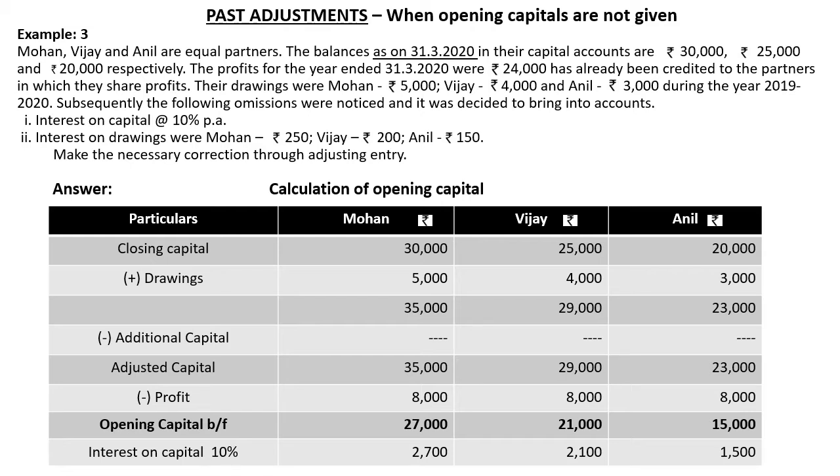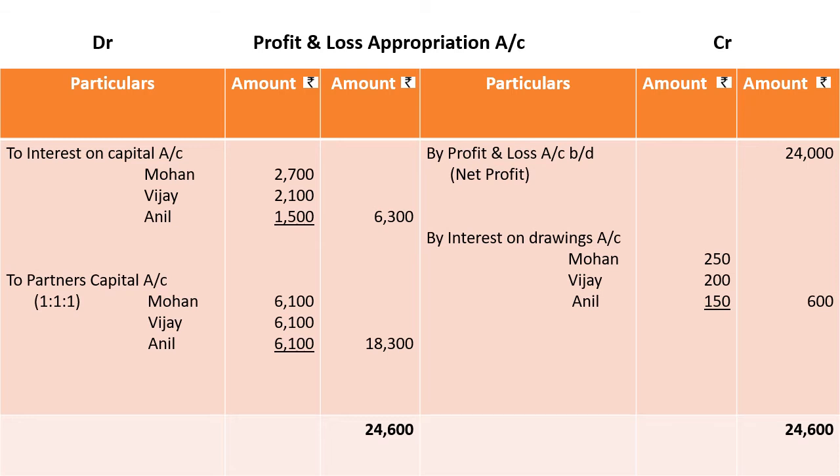So I have written interest on capital also here itself as a working. You can also write the same. So 27,000 into 10% 2,700, 21,000 into 10% 2,100 and 15,000 into 10% 1,500. So in this way we can calculate interest on capital as a working. Okay, I explain how to prepare the profit and loss appropriation account. Credit side, bring net profit 24,000 and interest on drawings for all the partners which has been given in the question itself: Mohan 250, Vijay 200 and Anil 150, total 600.